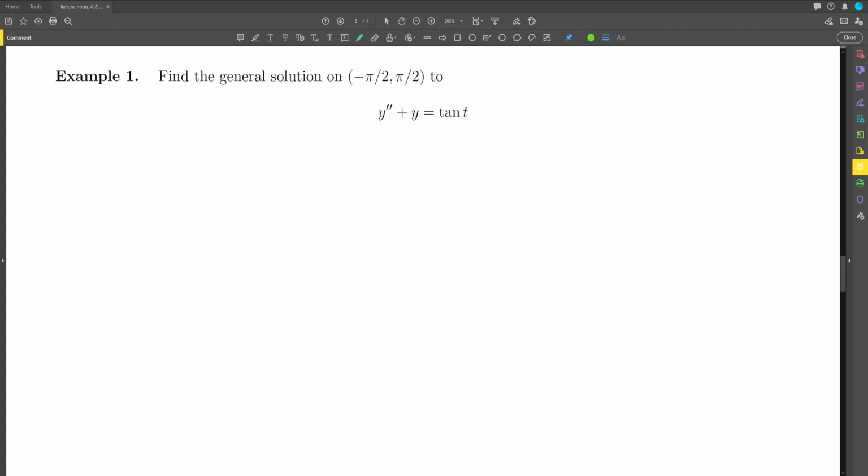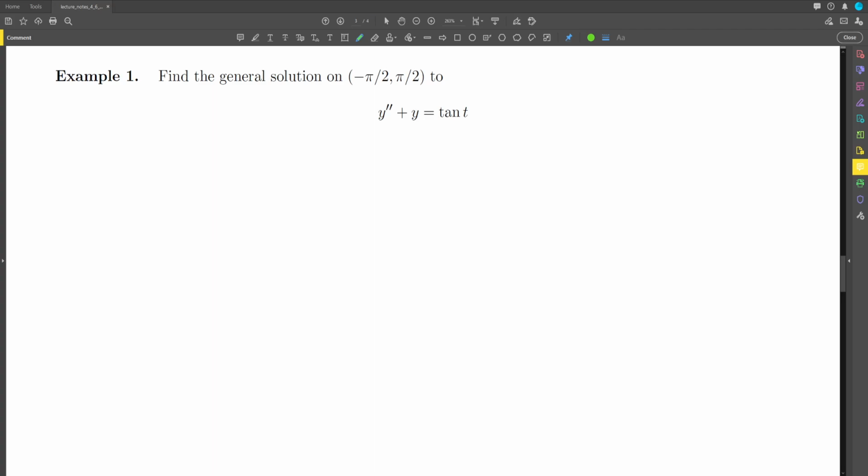In this example, we'll find the general solution on the interval from -π/2 to π/2 to the differential equation y double prime plus y equals tangent of t, and we will use the method of variation of parameters.